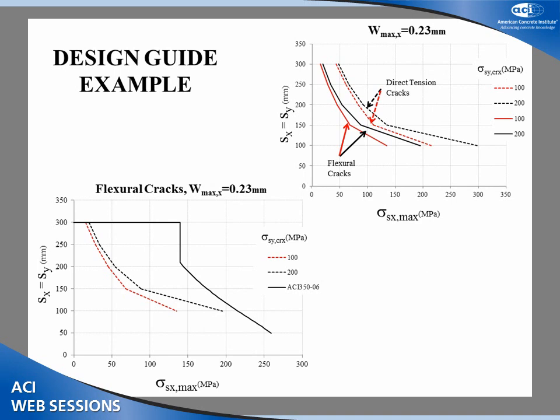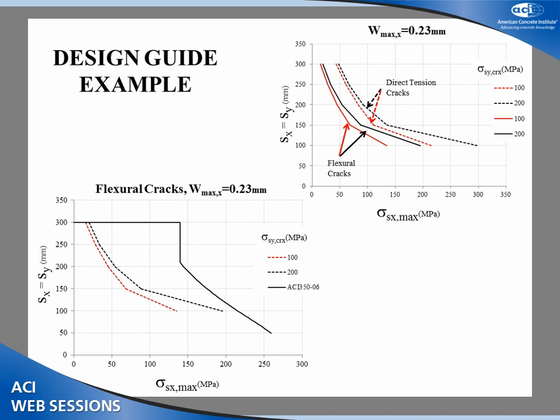So that brings me to the main issue, which is a design guide in ACI 350. I did a parametric study with the equation that I proposed to limit the crack width at 0.23, which is similar to what we have in ACI 350. For different spacing of reinforcements, I have to limit the stress in the steel. For direct tension and for flexure, we have two graphs. Comparing these results for flexural cracks, because ACI 350 only has recommendations for flexural cracks and not direct tension cracks.